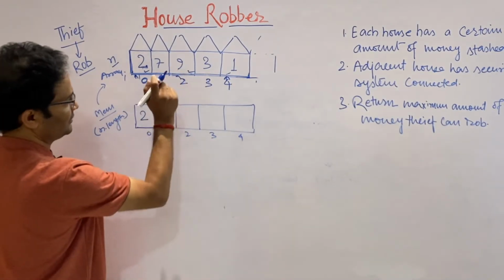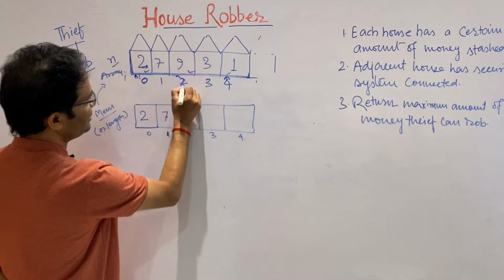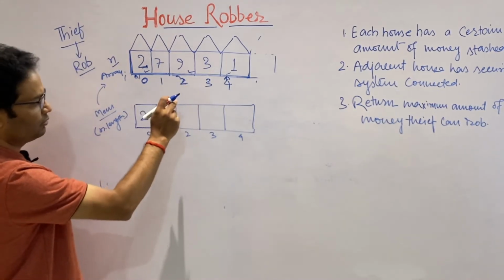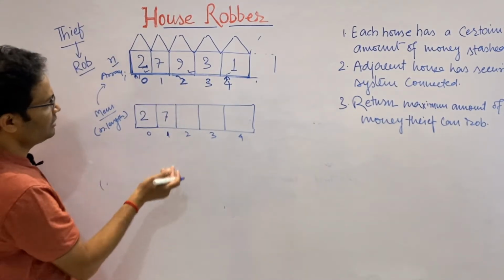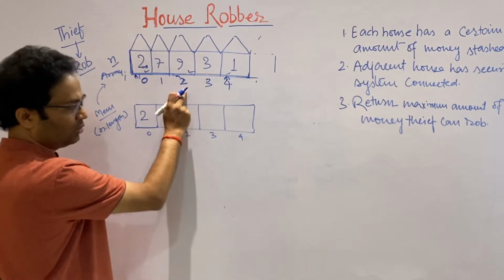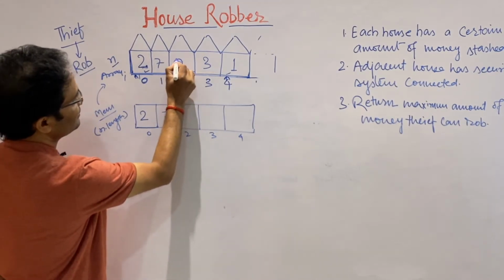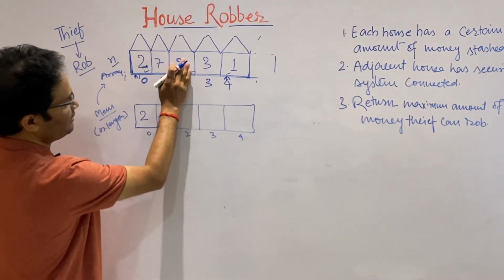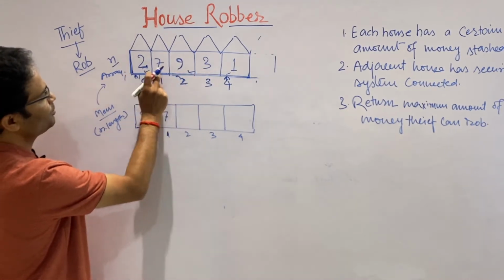Now come to the 9. Once he comes here, whether they should rob or not rob, and what is the maximum return at this position. Now if 9 is there, the maximum possibility is that 2 plus 9.